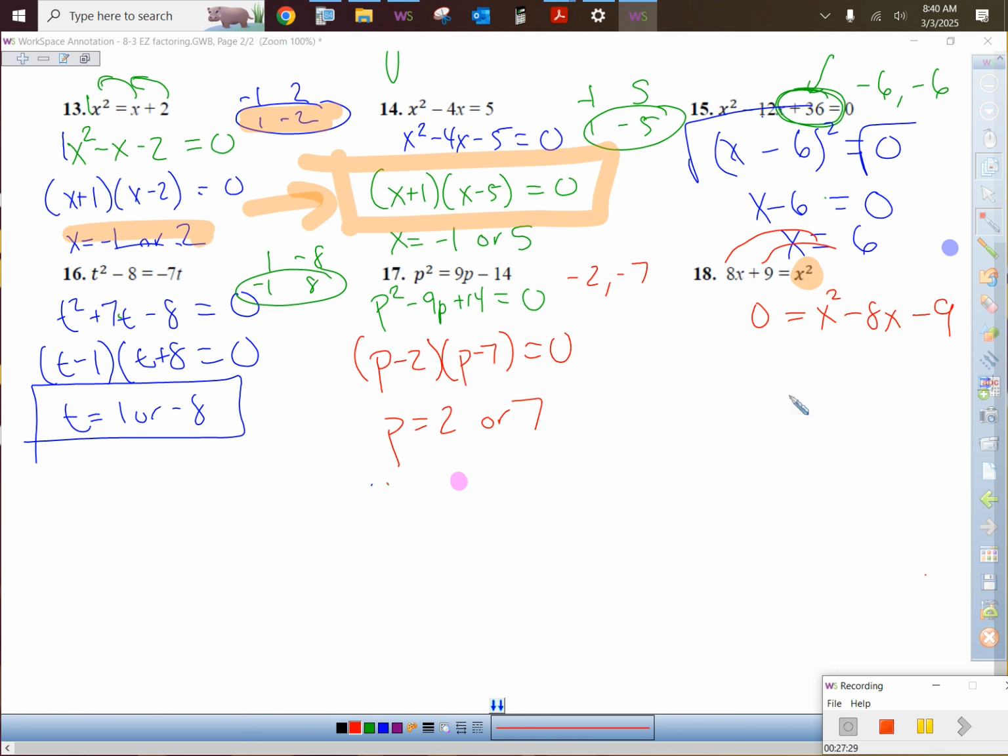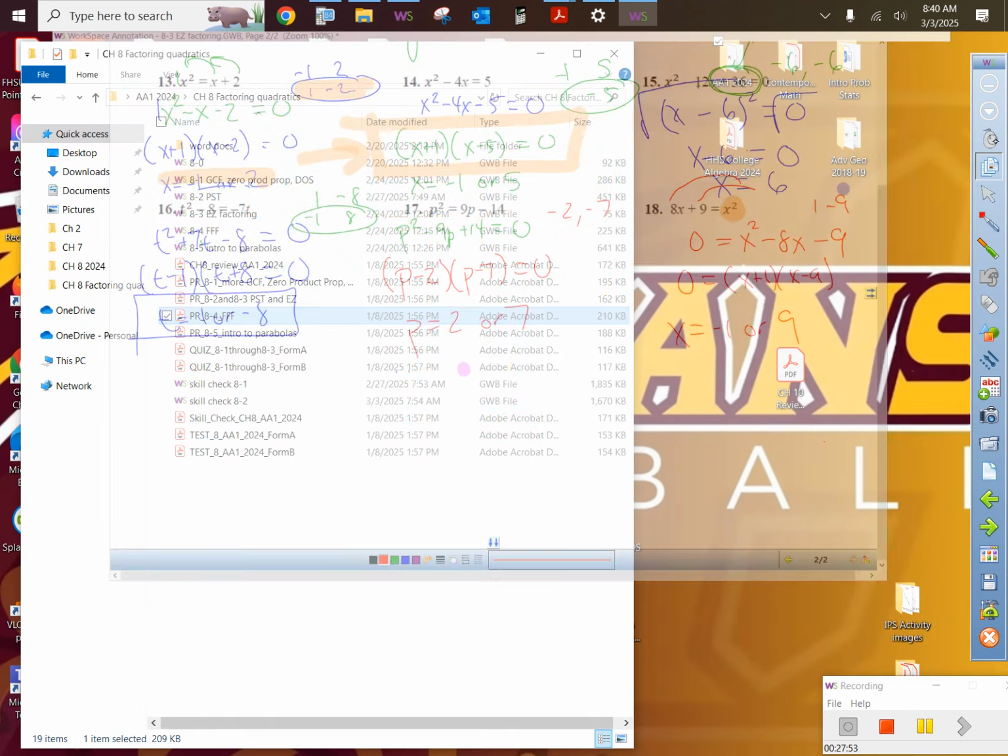So might as well finish it as it's easy factoring. So 1 and 9, and the 9 is negative. So 0 equals x plus 1 times x minus 9. And there we go. Hey, true or false? Easy? I hope so. Here's next time.